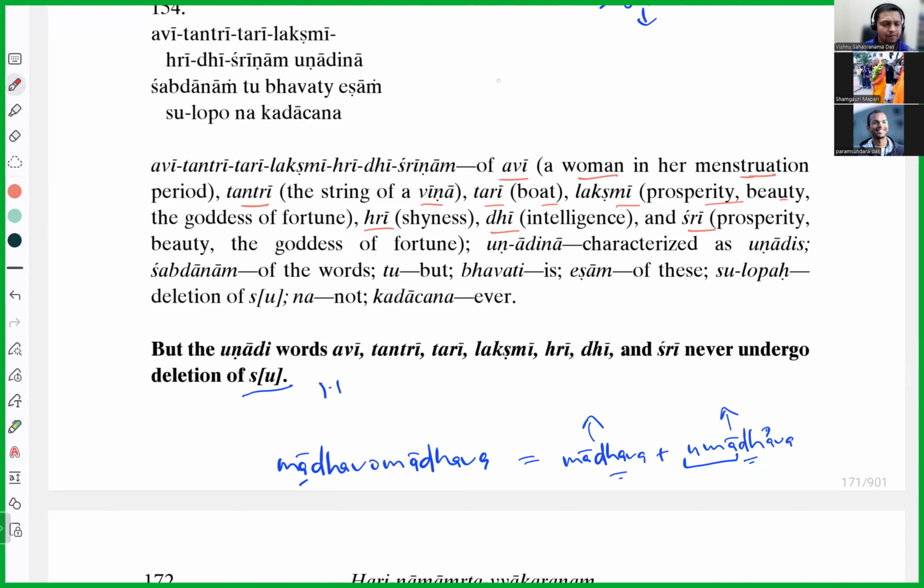And the form was Gopi. But for these specific words, Avi, Tantri, Tari, Lakshmi, Hri, and Shri, in 1.1 we will not delete Su. So for example, Lakshmi, when combined, becomes Lakshmi. The rest of the forms are the same. Only this 1.1 is different for these words, and they are still Gopi Shabdas.